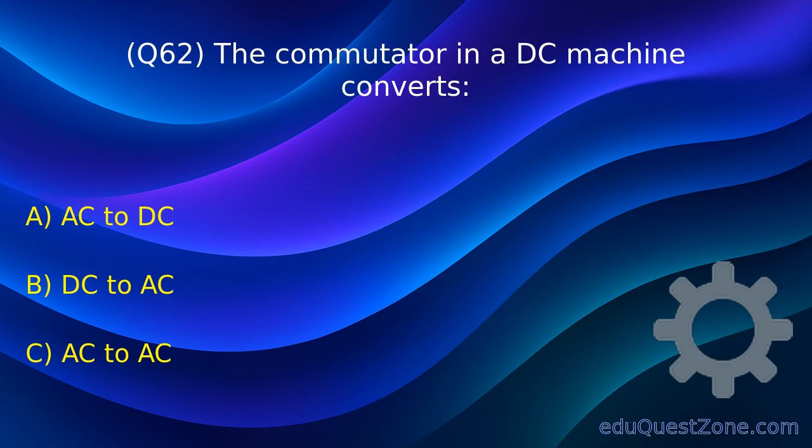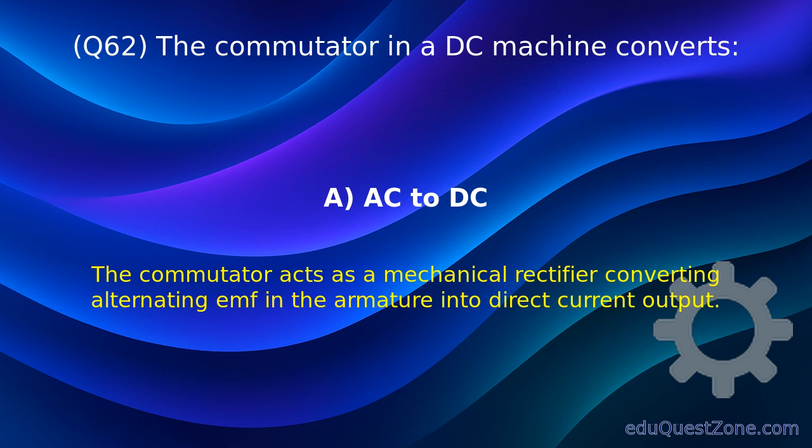Question 62. The commutator in a DC machine converts. Option A, AC to DC. Commutator converts alternating EMF in the armature into direct current output.